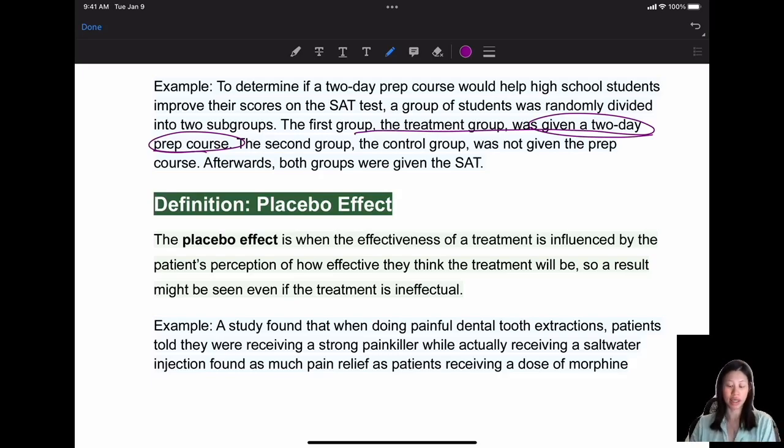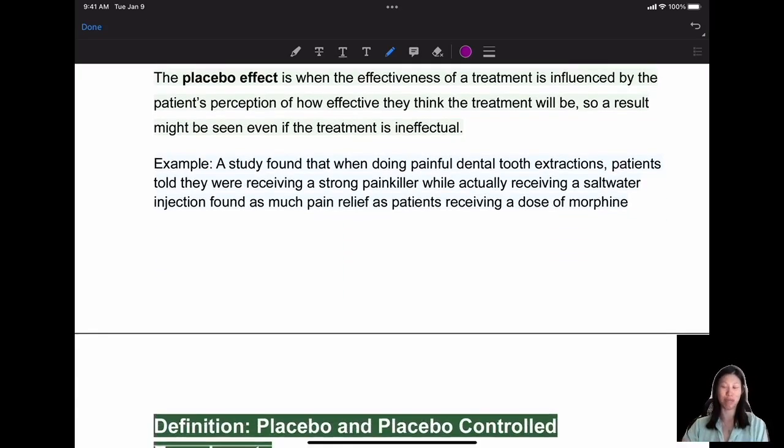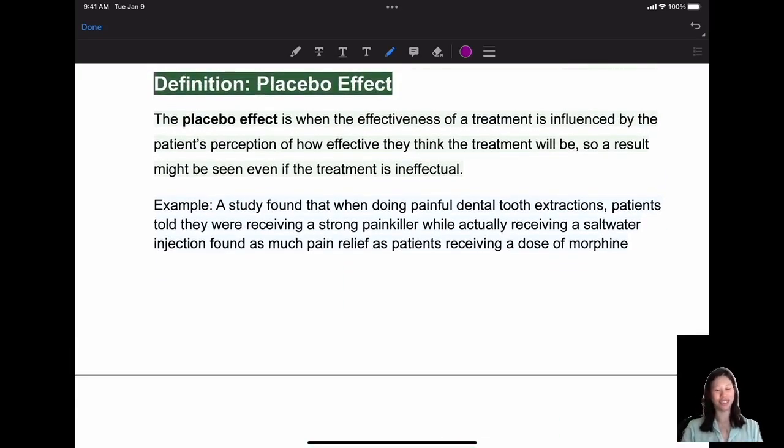A study found that during painful dental tooth extractions, patients told they were receiving a strong painkiller, while actually receiving a salt water injection, found as much pain relief as patients who received a dose of morphine. This is really interesting. I think this is related to some psychology. So they call it the placebo effect.